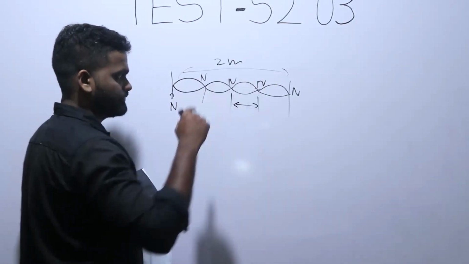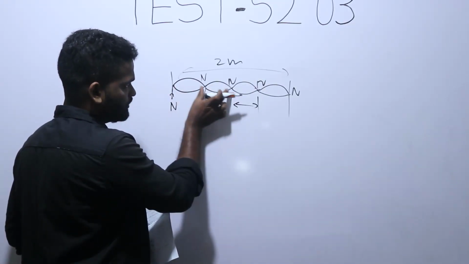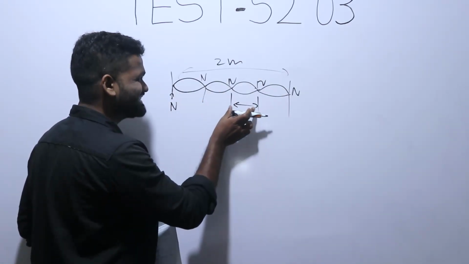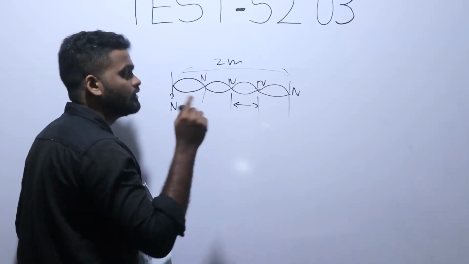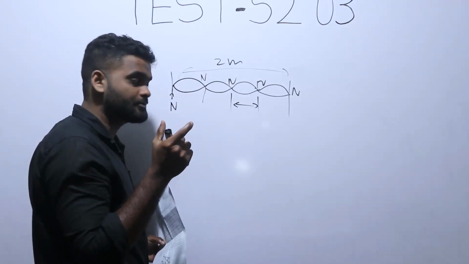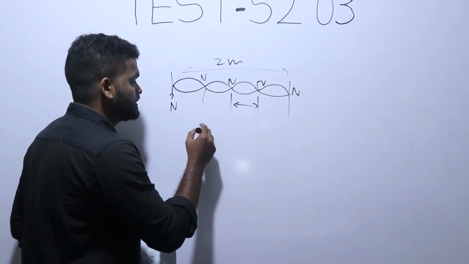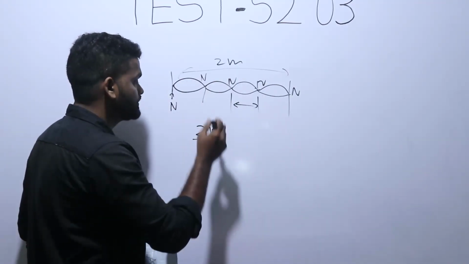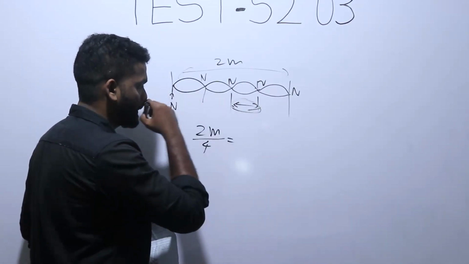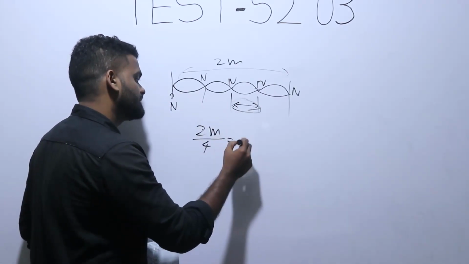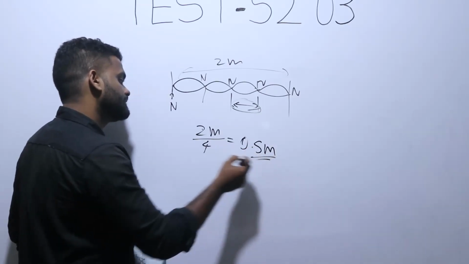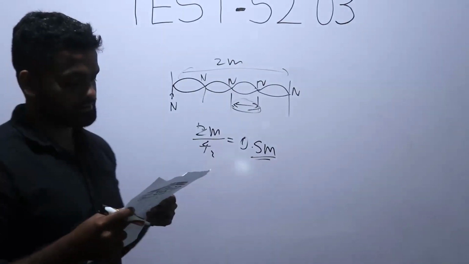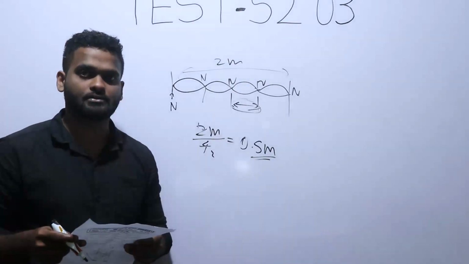Okay, so this has 4 loops. One of these is a loop. So the distance between two nodes should be the length of a loop. So 2 meters divided by 4, that is the number of loops. You can find this: 2 divided by 4, that is 0.5 meters. 0.5 meters is the answer for the 12th question. Now the 13th question.